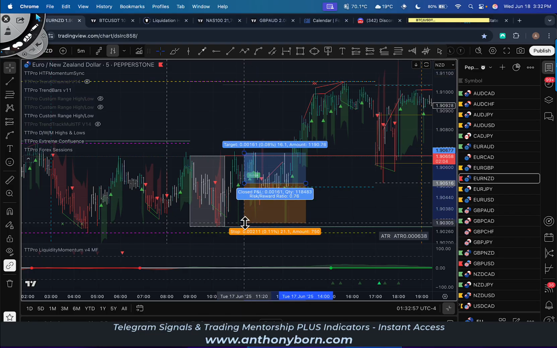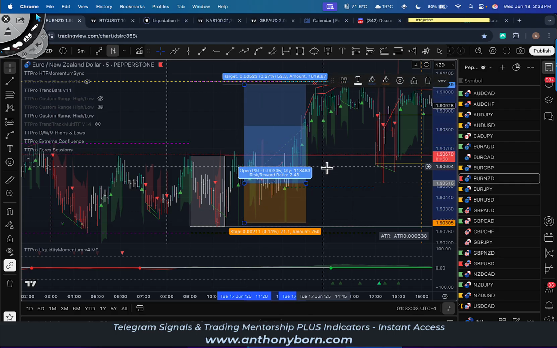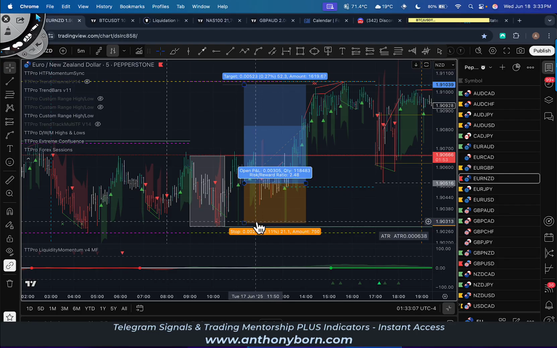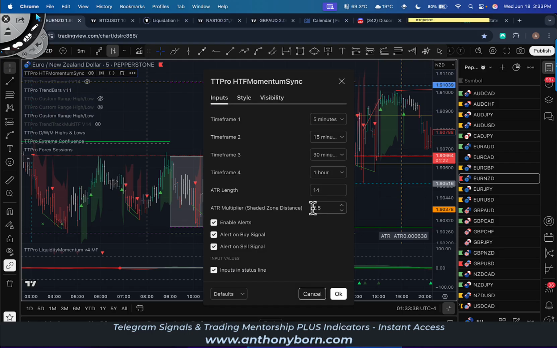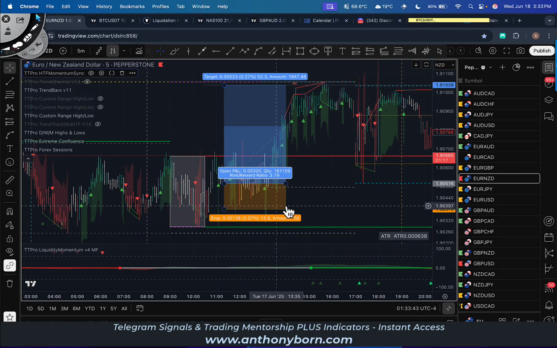The green shaded zone, that's the average true range. We could see, well, even if you tightened it up a little bit, you can see the green shaded zone down here. Okay, it's spiked down here. This is, I think, 2.5 times the average true range on the 5-minute chart. Okay, 2.5 times the ATR, and that's set up in the indicator. So just go into the trend momentum sync here, and I've got the ATR multiplier set to 2.5. Okay, so that's our stop loss level.